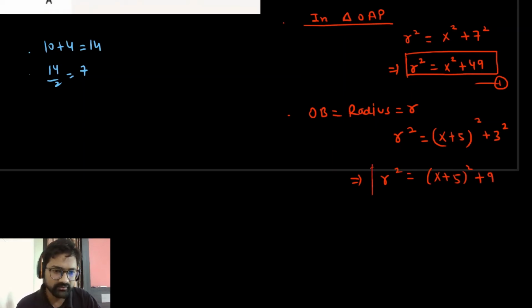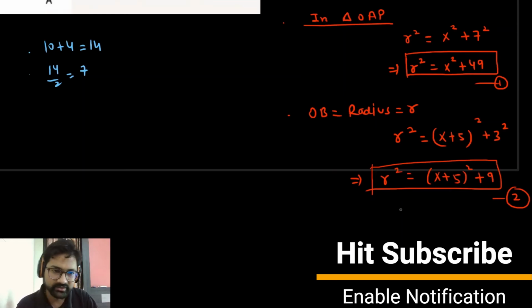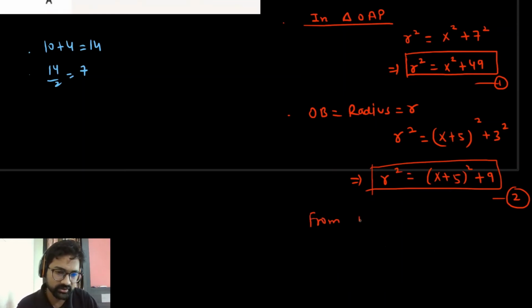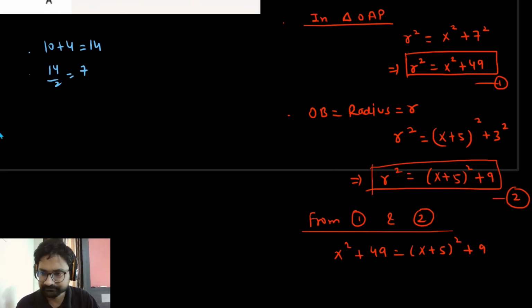And I think we have two equations, two variables. All we have to do is eliminate these and get the answer, but the elimination is not that easy. So I think it's easy to eliminate r first and to find x, and then I can substitute x and get the value of r. So from first and second, since both these equations actually represent r square, I'm just gonna equate both of them. So x square plus 49 is actually equal to x plus 5 whole square plus 9.